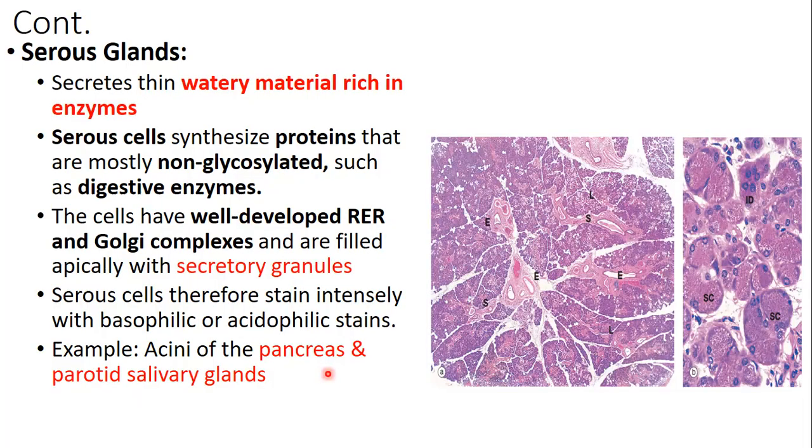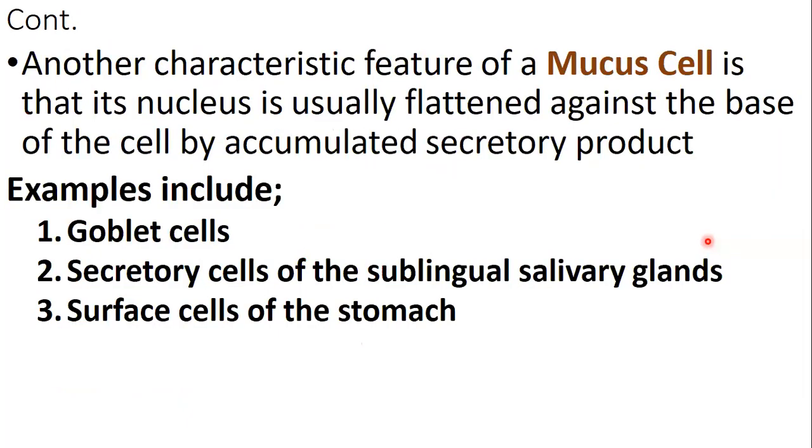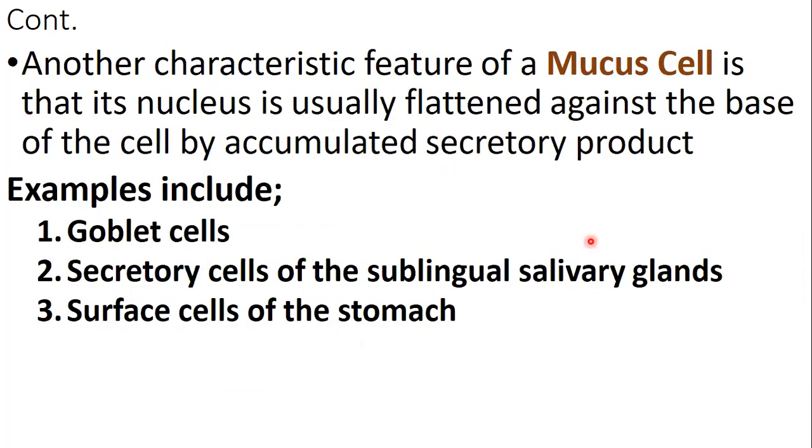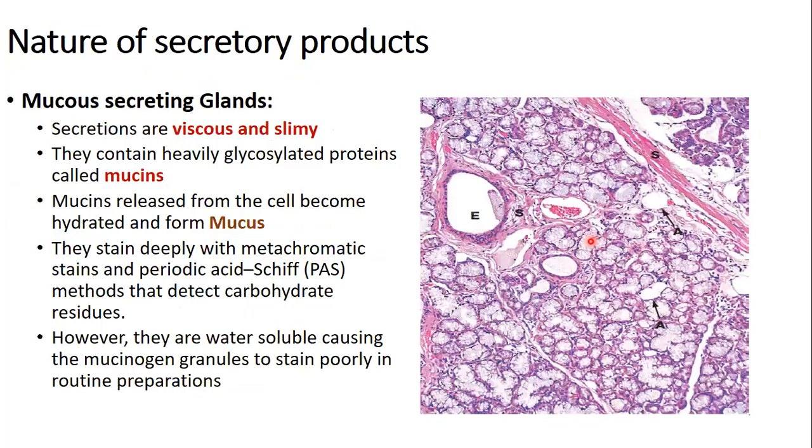Before we discuss the last one, I want us to observe this structure and the previous one here. This is the same structure, except here it is magnified. Now you see that this structure is filled with cells that are staining purple. Serous producing cells stain purple in color, whereas mucus producing cells stain whitish, like you are seeing here.